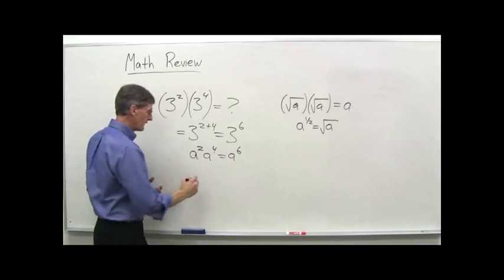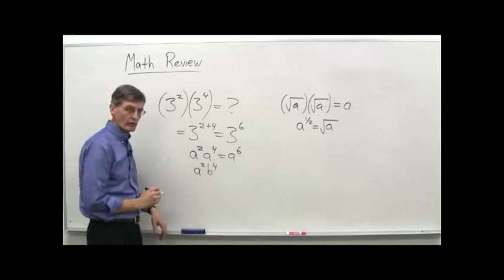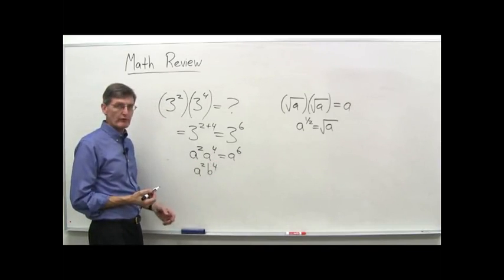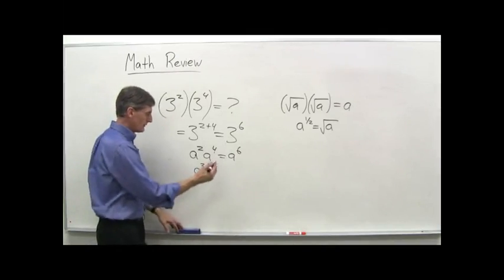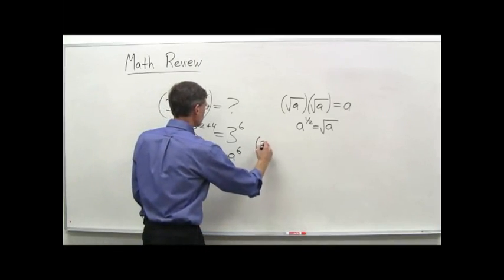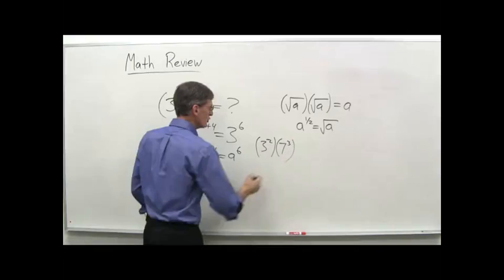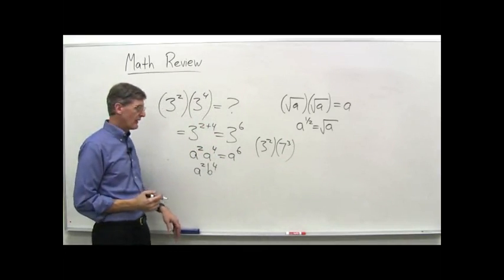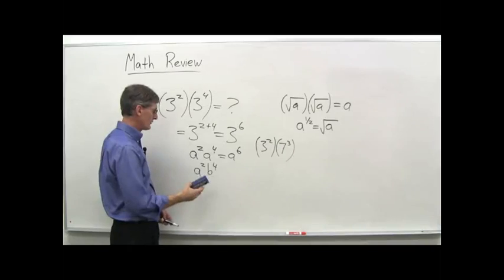What you can't do is something like this. If you have a squared, some number b to the 4th, there's nothing you can do with that. You can't do 2 plus 4 there and somehow do ab to the 6th or something like that. Because it'd be something like this: if you have 3 squared times 7 cubed, you can't just do 21 to the 5th power, something like that. Won't work. Doesn't make mathematical sense.